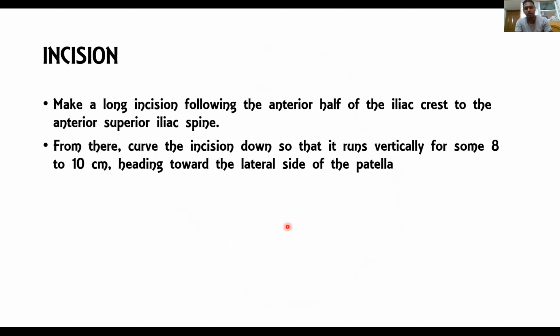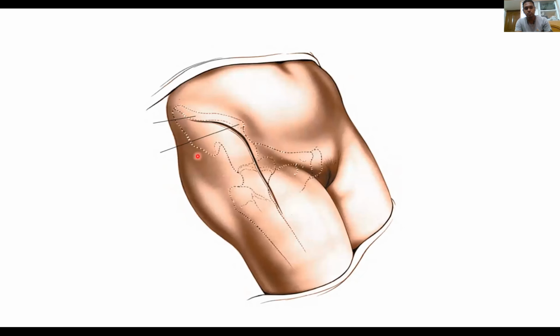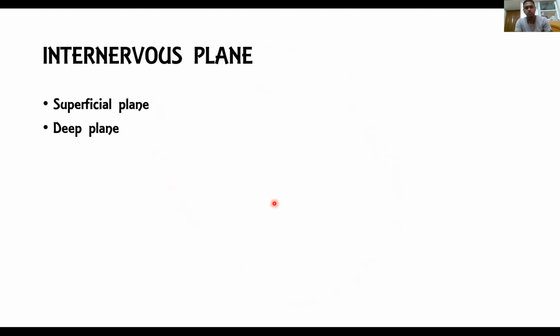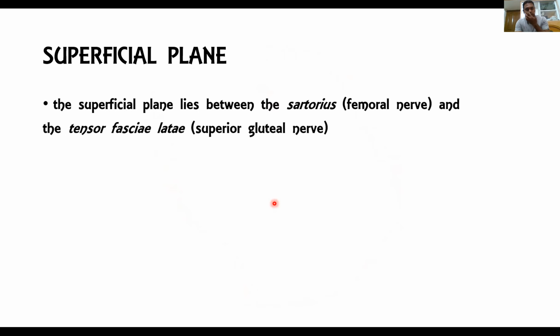So after incision, you have already seen that the curve is towards the iliac crest, towards the anterior side, and it should face towards the lateral side of the patella. So going to the internervous plane, you will have superficial and deep plane. The superficial plane lies between sartorius and tensor fasciae lata. We all know that sartorius is supplied by femoral nerve and TFL is supplied by superior gluteal nerve.